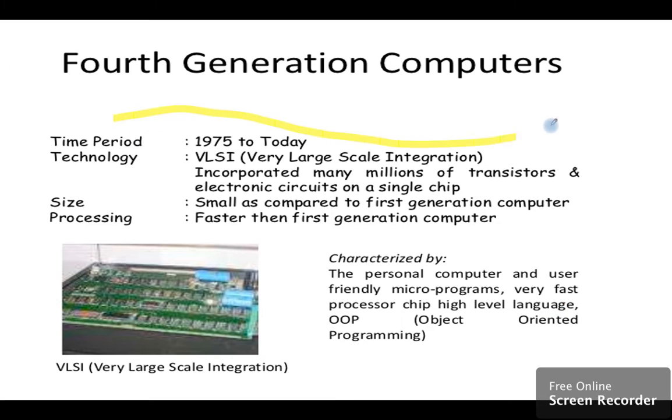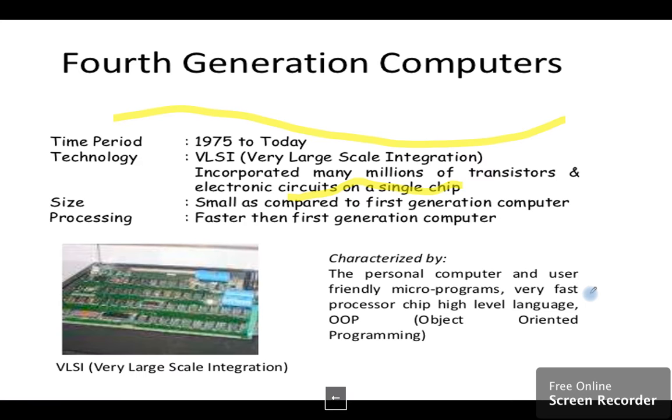Okay, now we come to the fourth generation. It is still going on, 1975 to today. Since how long? It is 2021 now. Okay, so this is a long period. So VLSI, very large scale integration. So this also was circuits on a single chip. Size is small as compared to before. Every generation of computer is smaller and faster than the first generation. Categorized by the personal computer and user-friendly microprograms, very fast processor, cheap, high-level language.